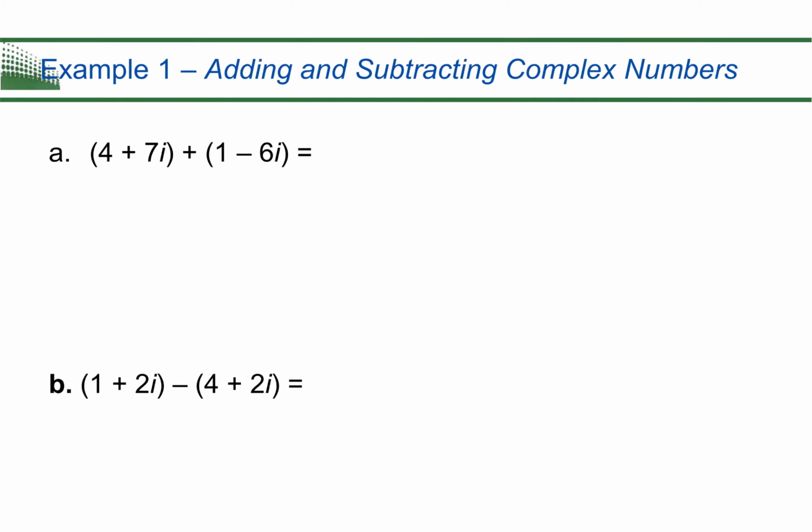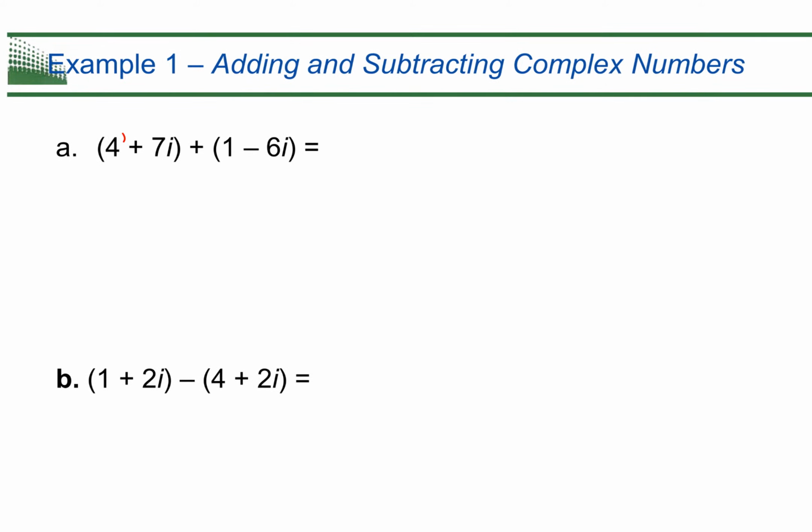So the first thing we're going to work with is adding. And when you're adding this together, I'm going to use some colors to help us out. You'll notice that my real parts are the 4 and the 1. So I'm going to say 4 plus 1, that gives me a 5. Plus, then I'm going to take my imaginary parts, 7i and negative 6i, and add those two together. 7 and negative 6 gives me a positive 1i. So I can either write 5 plus 1i, or I could just write 5 plus i.